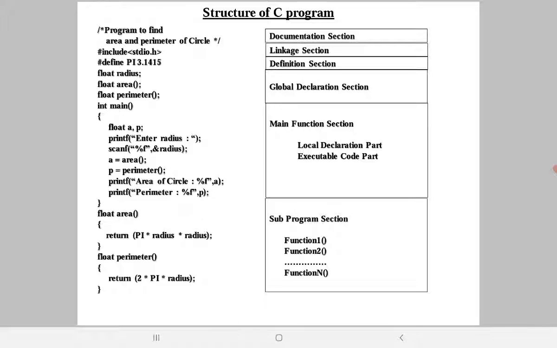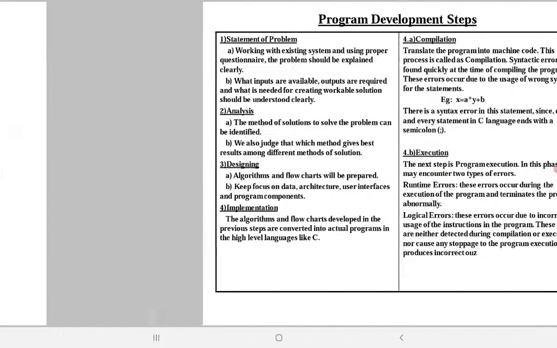The first section is the documentation or remarks section. The second is the linkage section. The third is the definition section, where we may use preprocessor #include directives. Next is global declaration. The main function is generally used to write the main program. Next is the local variable part: within the main function we use local declarations. Next is the coding part. After that, some declaration of functions and others.